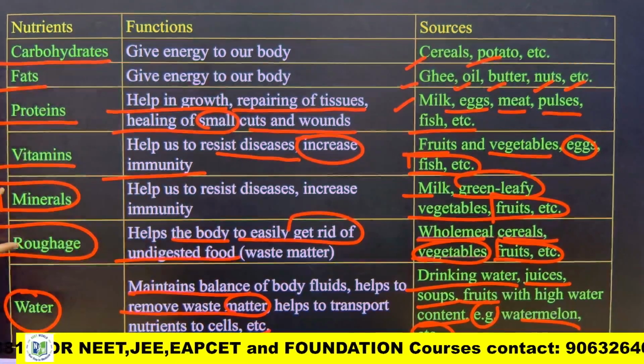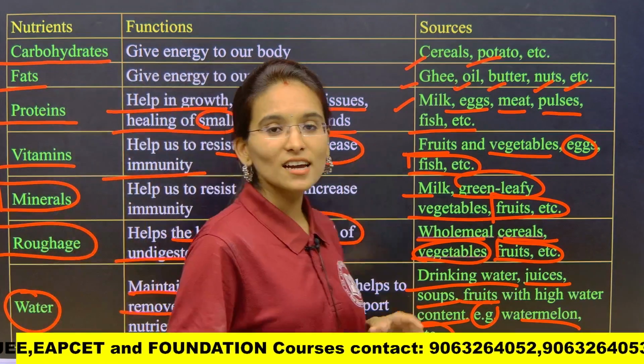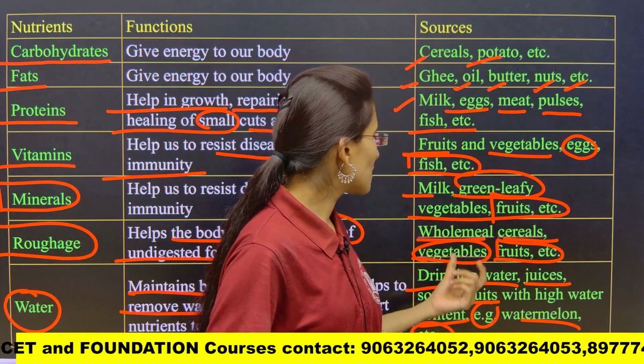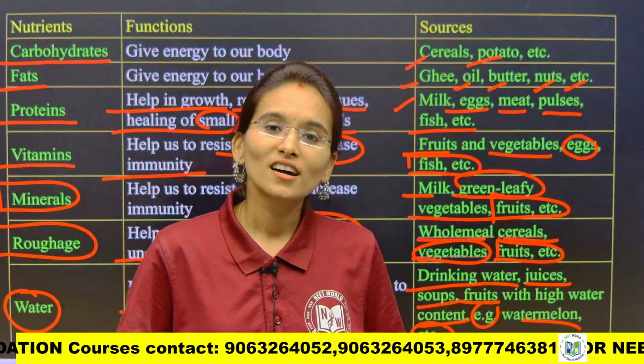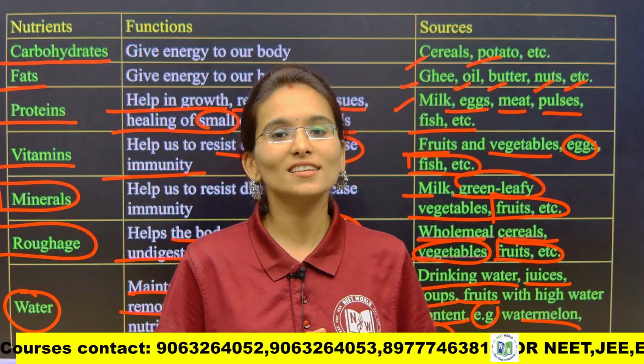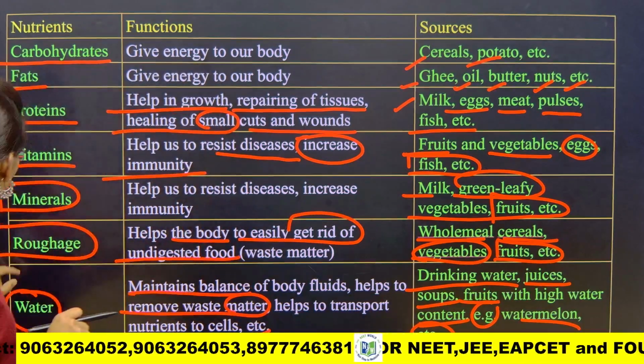Next one, minerals and roughages. We can find minerals and roughages in green leafy vegetables. And next, cereals and seeds: these are all roughages which will help in the cleansing action of your digestive tract. And next one, water.